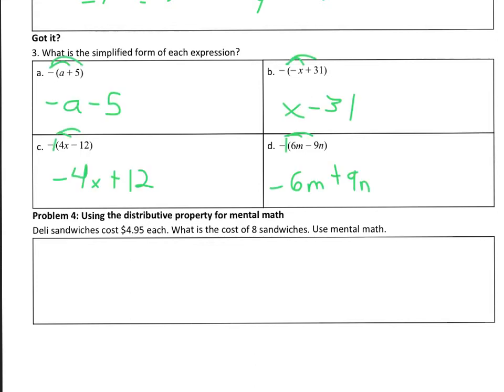Okay, so pretty quick turnaround on this one. When we think about this, think of those as each being -1s to distribute through. So a plus 5 becomes -a minus 5. -x plus 31 becomes x minus 31. 4x minus 12 becomes -4x plus 12. So just changing the sign of each term that way. 6m minus 9n becomes -6m plus 9n.